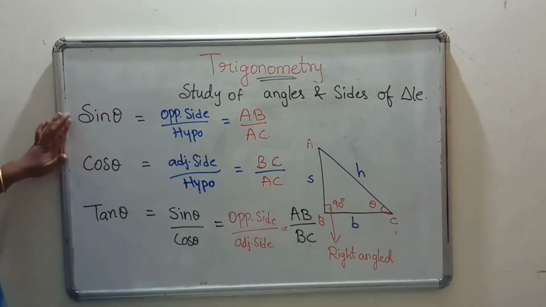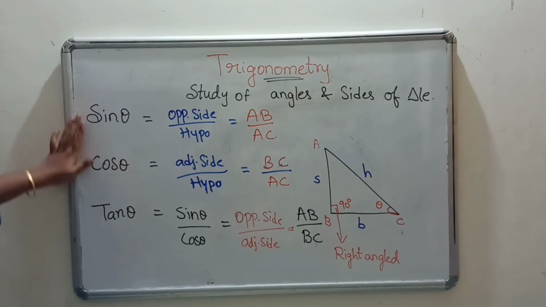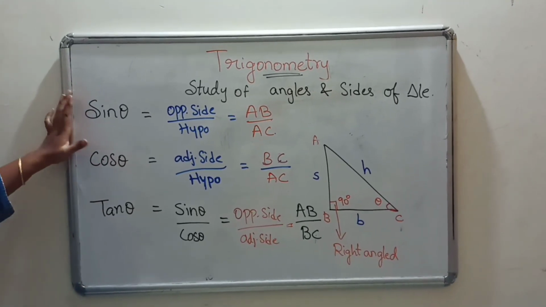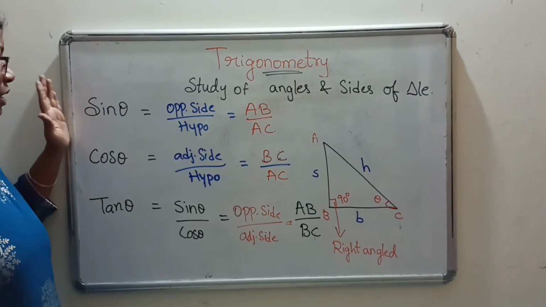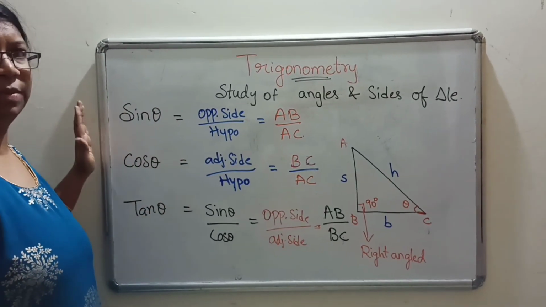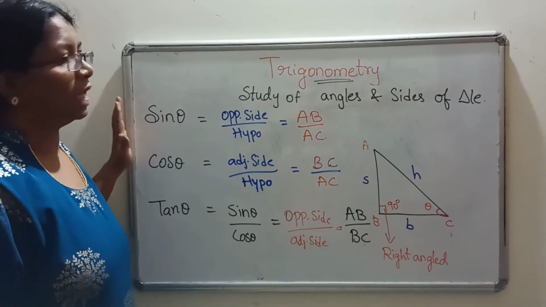So these are the main ones: sin theta, cos theta, tan theta. These are the three things which you need to understand very carefully. The complete trigonometry will be based on this, and I hope you all understood this.